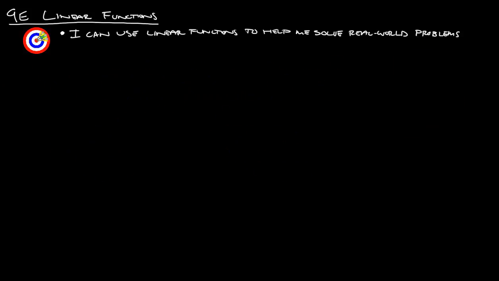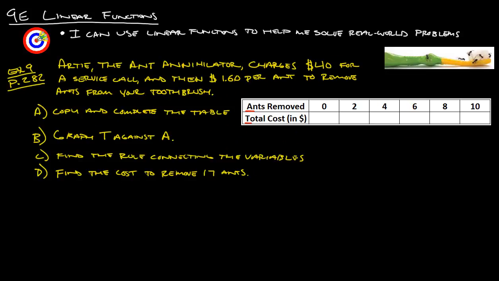All right, next example is Artie the Ant Annihilator. This is example 9 from page 282, by the way, or something close to that. He charges $40 for a service call and then $1.60 per ant to remove ants from your toothbrush. Okay, so copy and complete the table and then graph T against A, find the rule that connects these variables, and then find the cost to remove 17 ants.